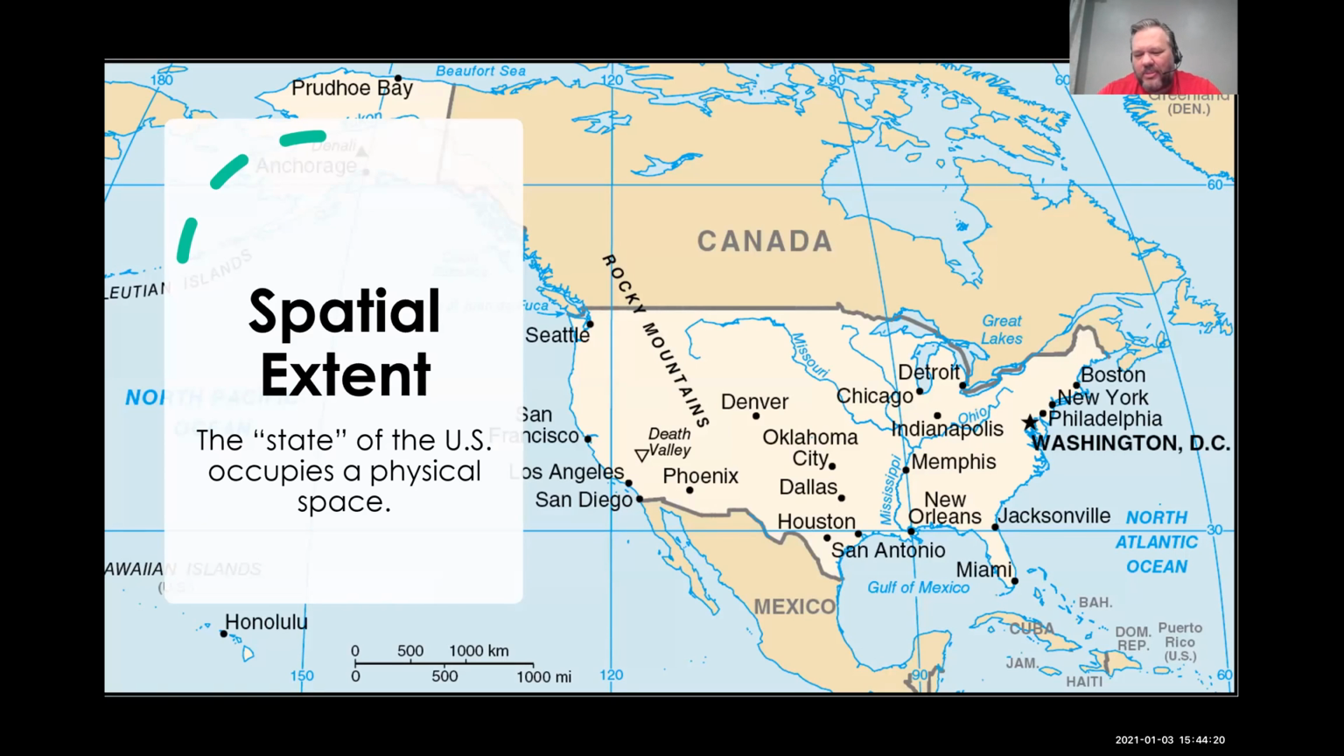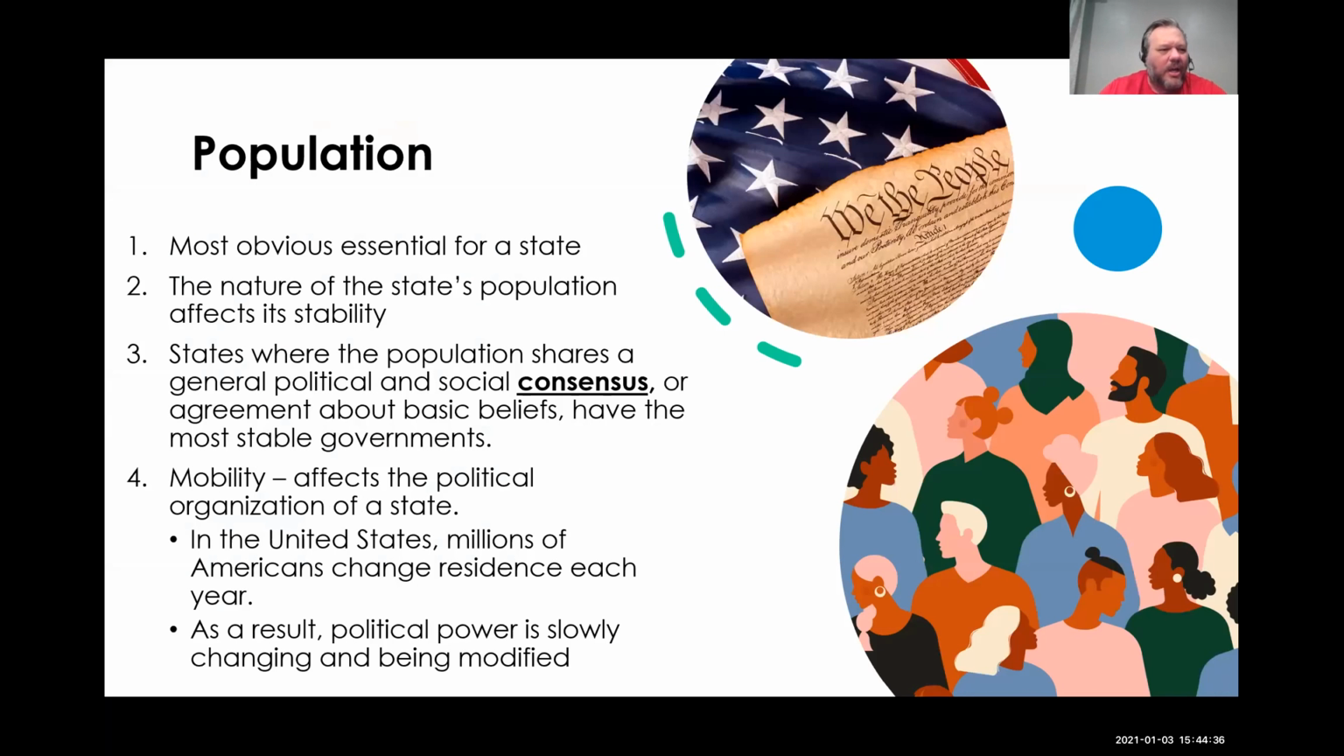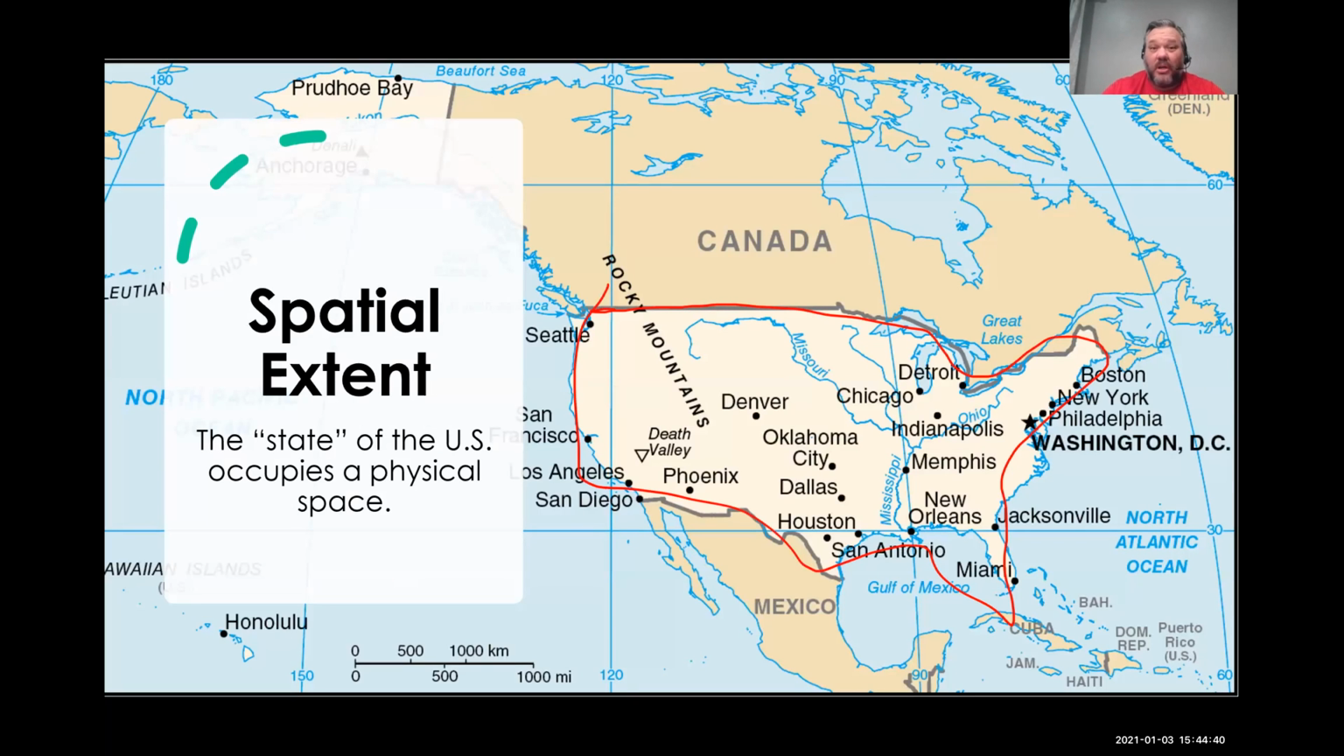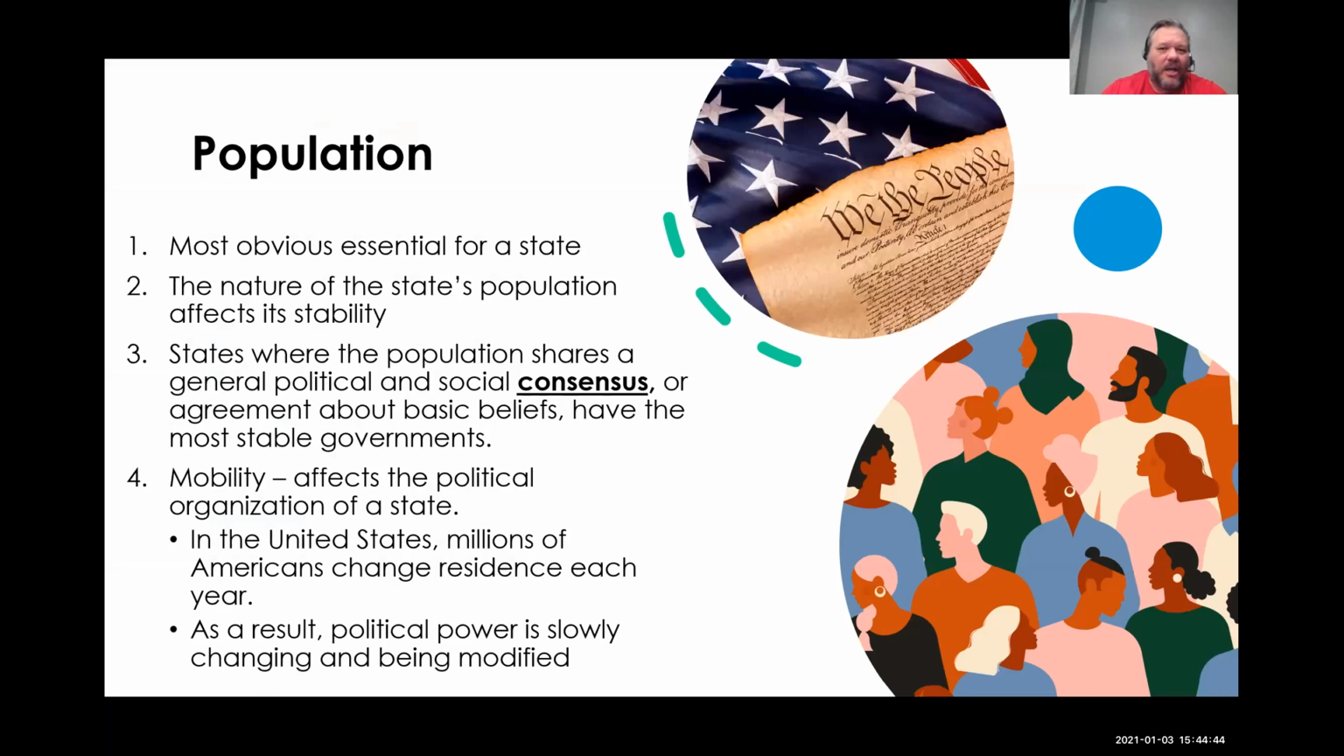So by spatial extent, we just mean they take up a physical space. And so the lower 48, as they call it, here's the United States. We are taking up a physical space. Canada is taking up a physical space. Mexico, physical space. So that's all that one means. All right. You can't have a virtual country that doesn't take up any physical space. All right. It also has to have a population, obviously.